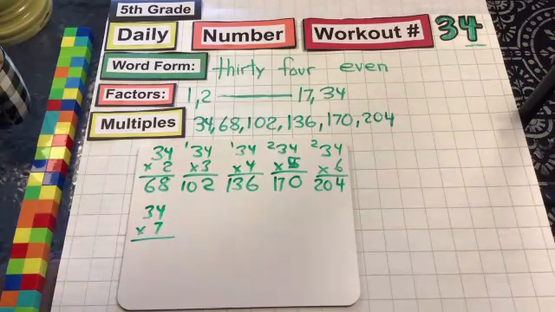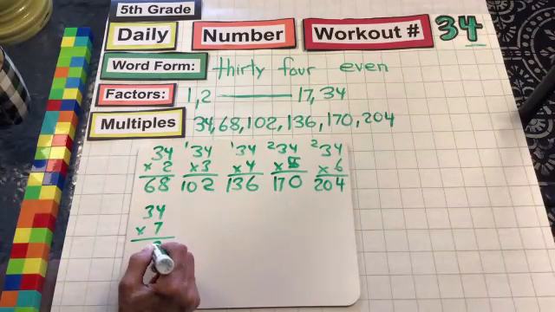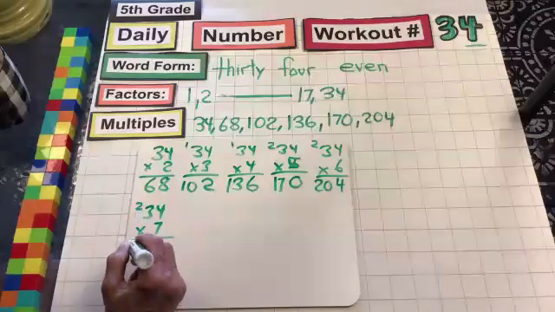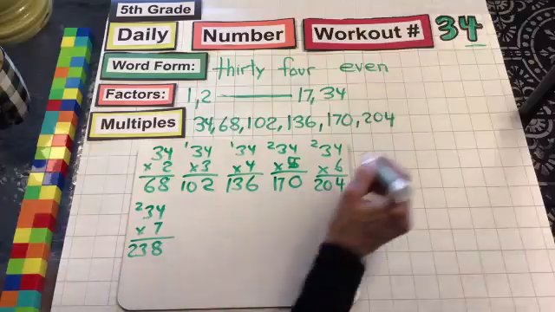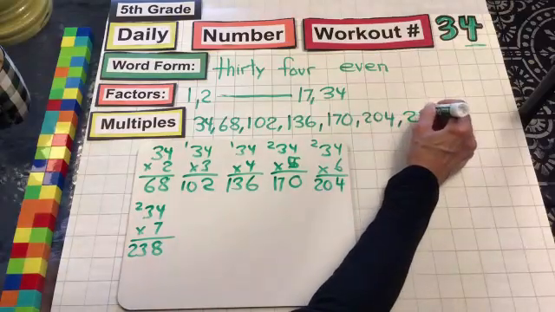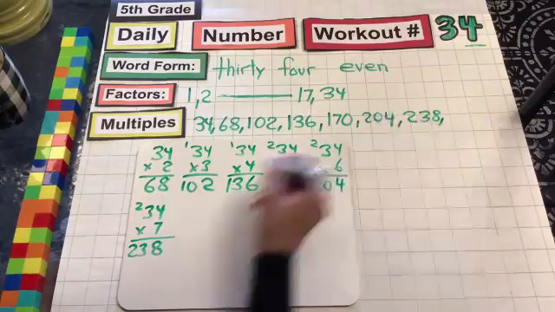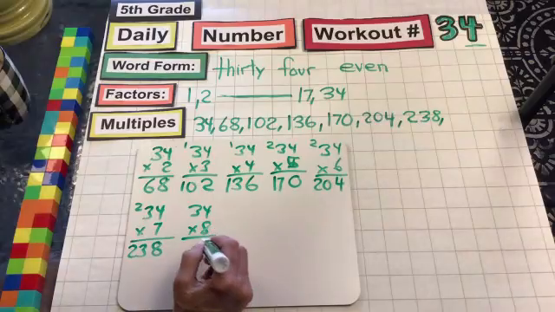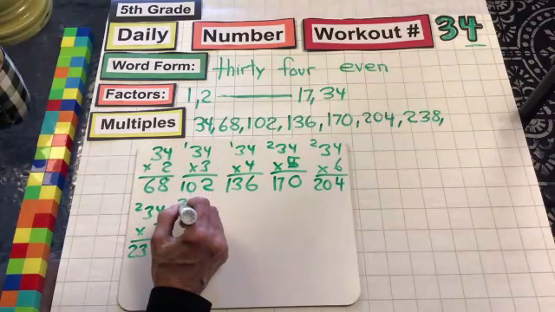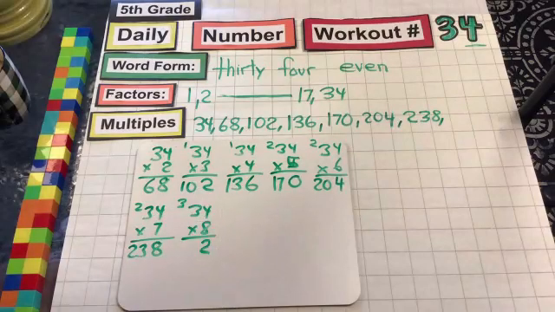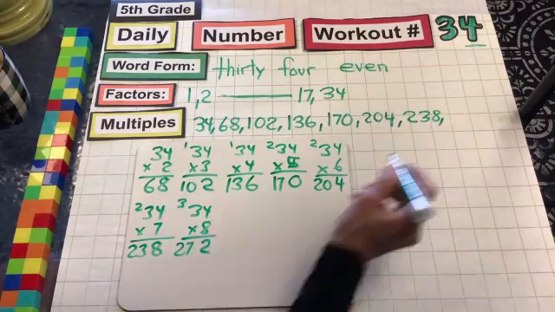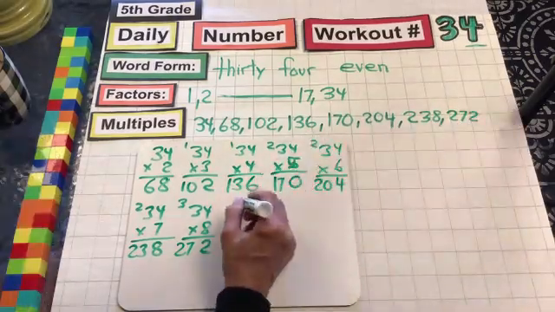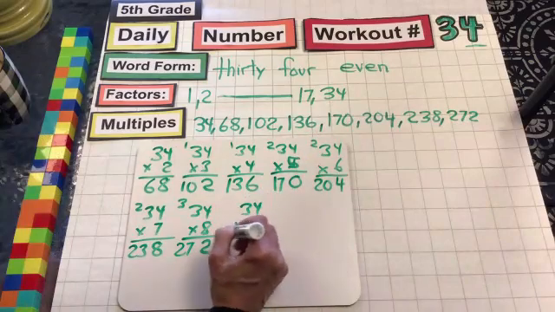7 34s. 7 times 4 is 28. Drop the 8, carry the 2. 7 times 3 is 21, plus 2 is 23. So 238. Let's go on to 8 34s. 8 times 4 is 32. Drop the 2, carry the 3. 8 times 3 is 24, plus 3 is 27. So we have 272. All even still.